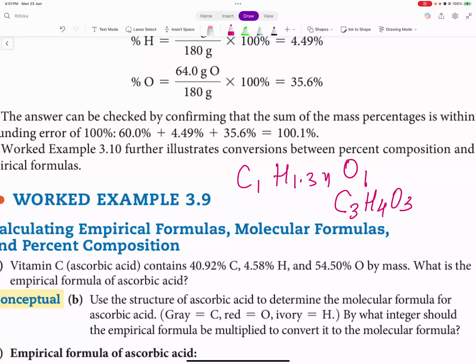Now suppose the molar mass is 176, okay? Then I have given you the molar mass. Now you have to tell me the multiple. It's 2. So then I'll have to write it as C6H8O6. Yes. Got it?